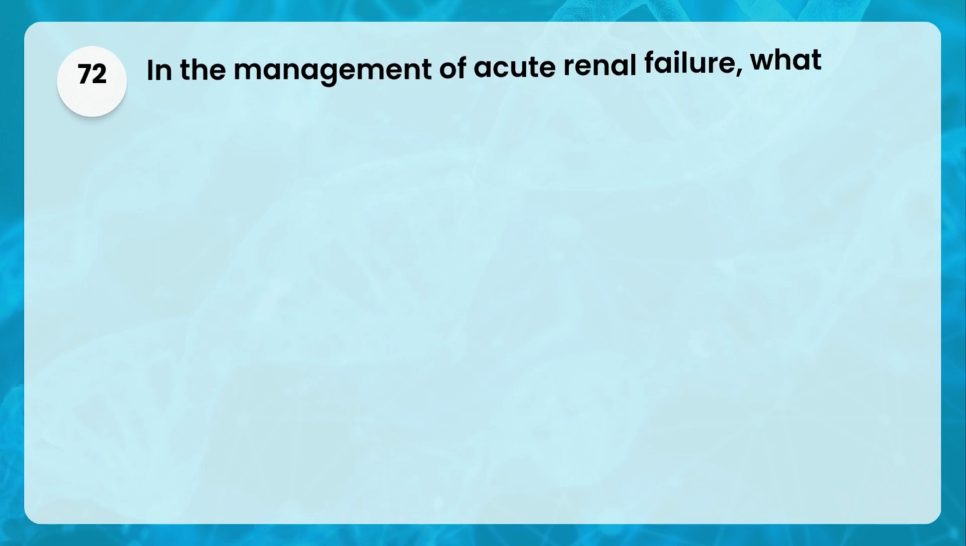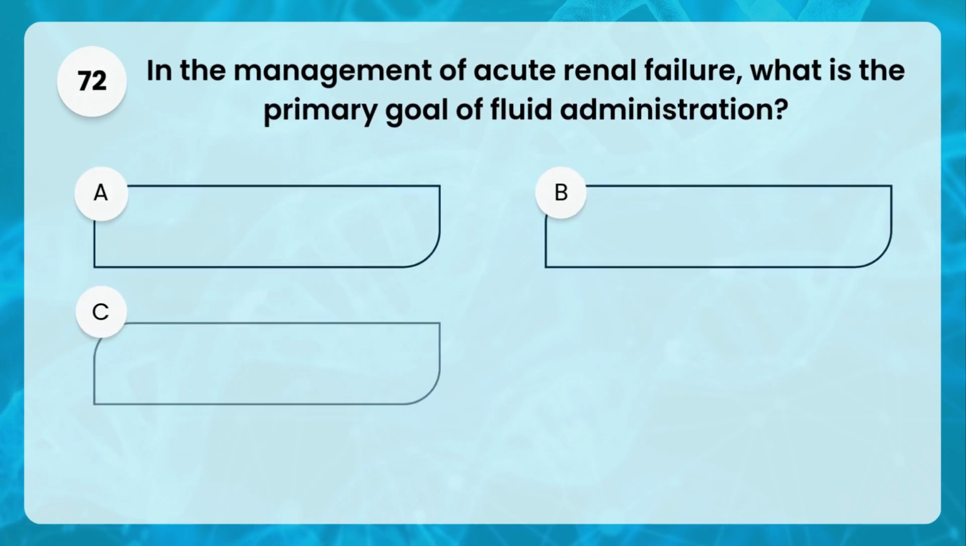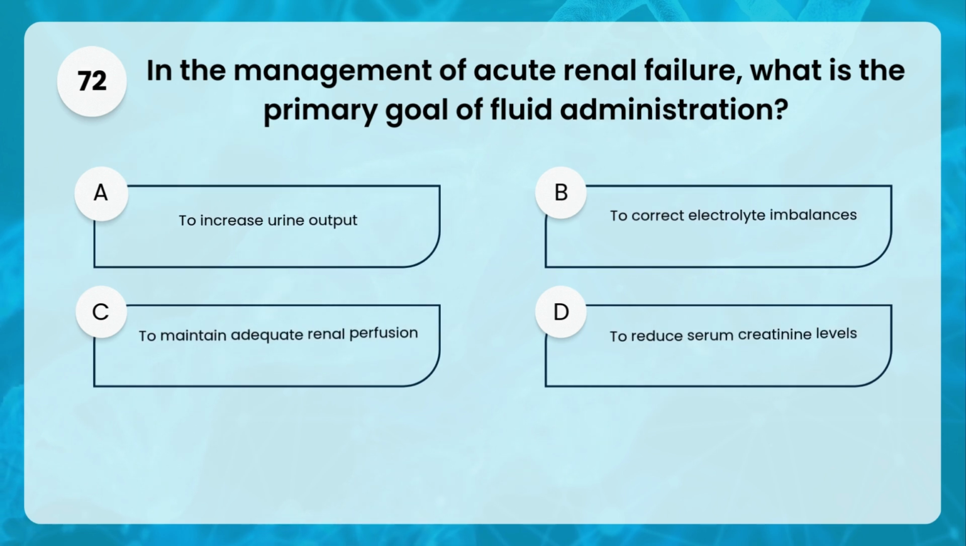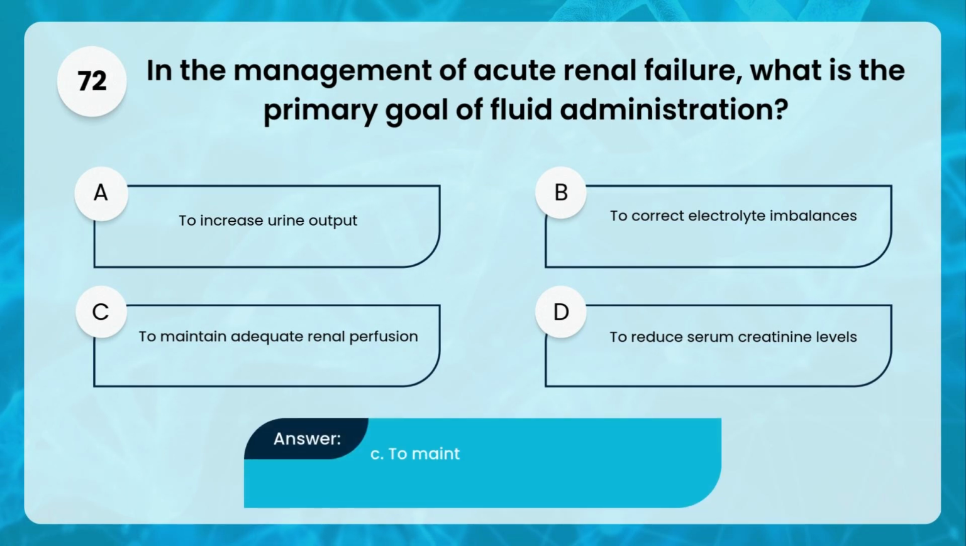Number 72. In the management of acute renal failure, what is the primary goal of fluid administration? A. To increase urine output. B. To correct electrolyte imbalances. C. To maintain adequate renal perfusion. Or D. To reduce serum creatinine levels? The answer is C. To maintain adequate renal perfusion.